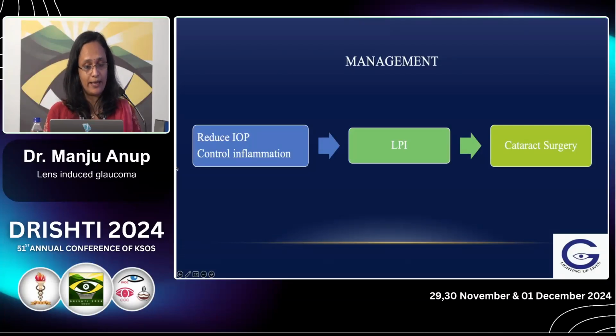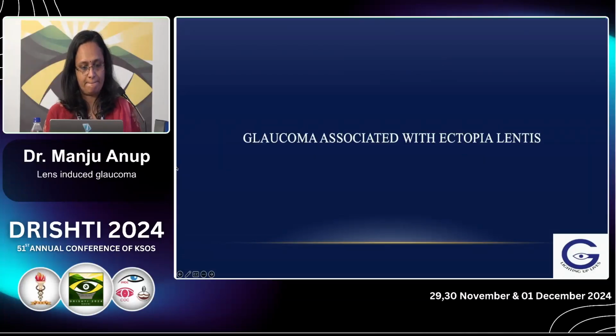In the fellow eye, you have to do a prophylactic PI if it is an occludable angle. If the IOP is not getting controlled with the medication and after LPI and it is very high, you might need a combined surgery. The shorter the duration between the onset of symptoms and surgery, the better the prognosis of visual acuity.